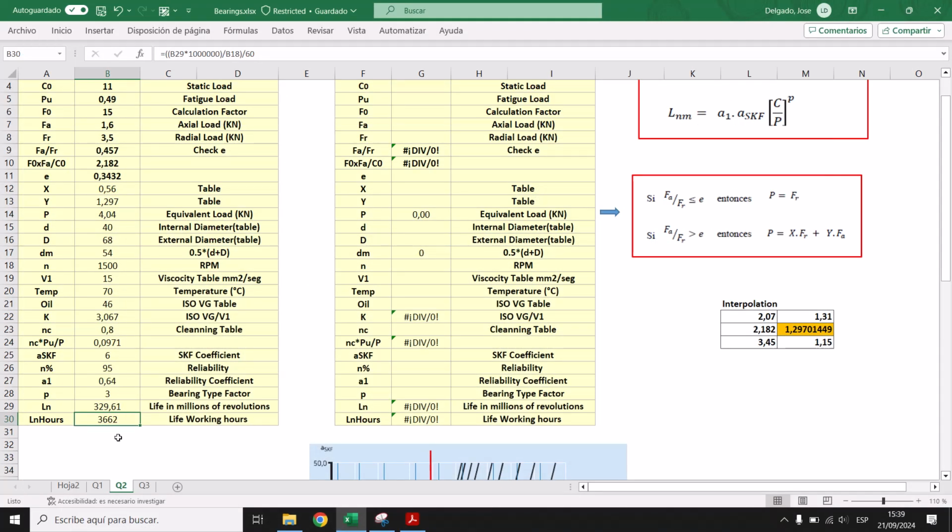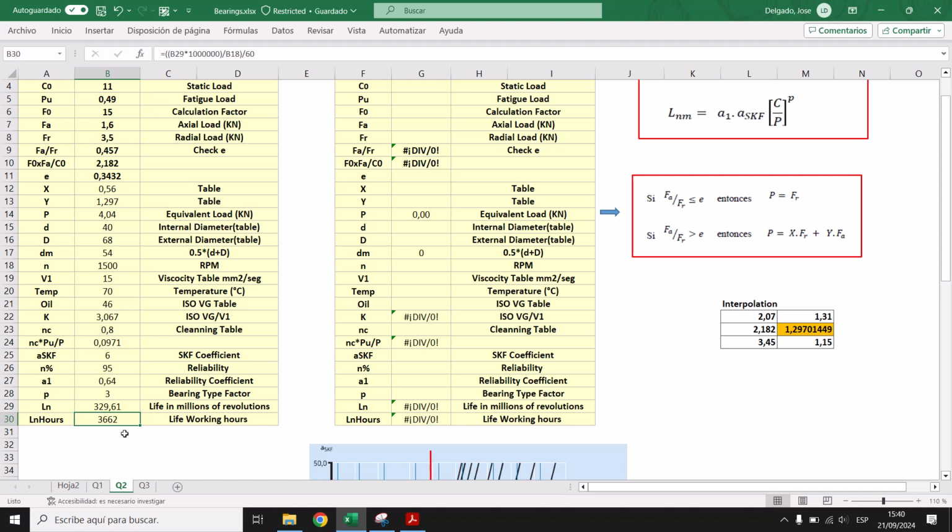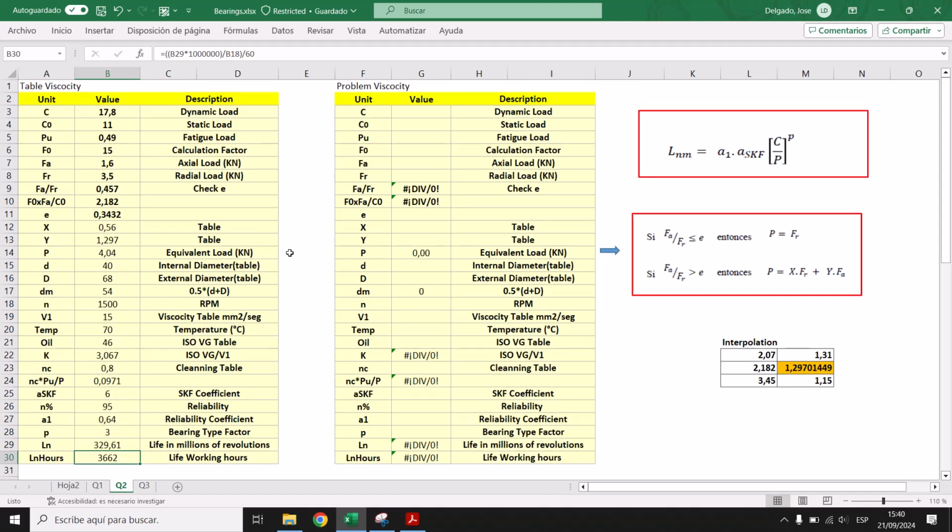The only difference from the last example is that now we are working with a different RPM and a different equivalent load calculation. So for us, it's going to be 3,662 service working hours. And maybe you are asking why we have another table with almost the same information. Because now for this example we're using the viscosity of that bearing.